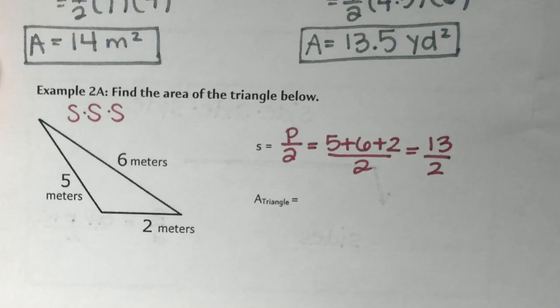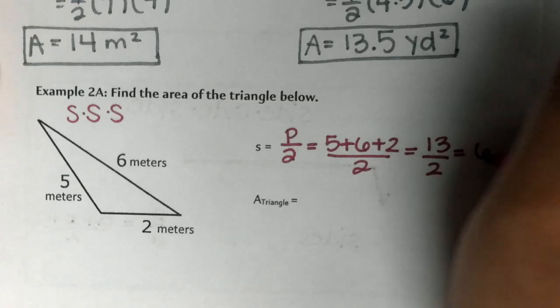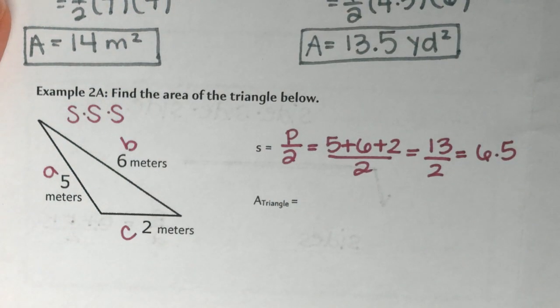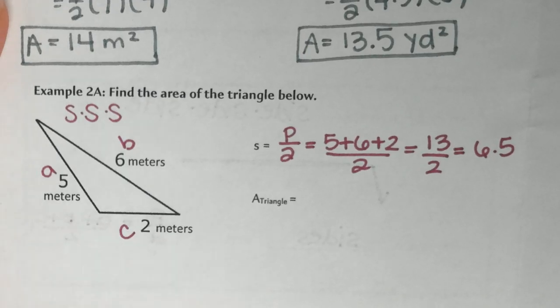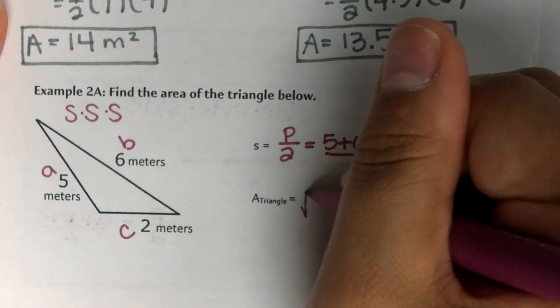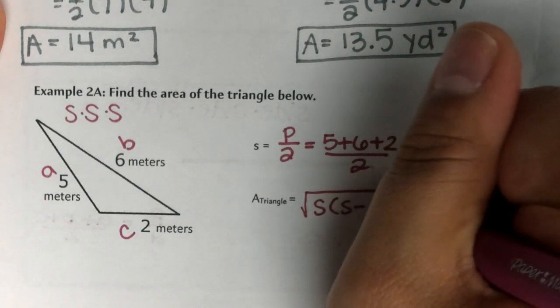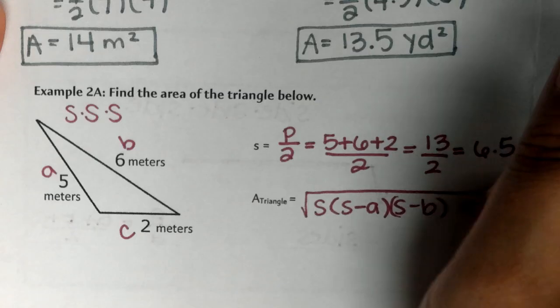Heron's formula is going to be easier if you work in decimals. So what is 13 divided by 2 as a decimal? So I would do 6.5. Questions so far? You get to choose which one's A, B, and C. I don't care. It does not matter. I'm going to do those in that order. But again, if you did it in a different order, you'd still get this right. What is the first thing I tell you to do? Write your equation. My equation is S times S minus A, S minus B, S minus C.